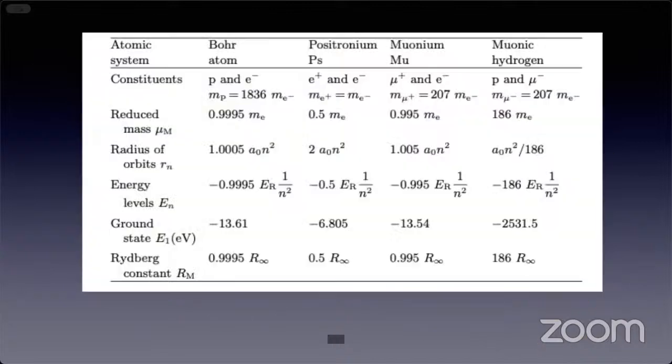Sure. I also have a question. I'm sorry. So are these different models to propose the atom, or do they apply to different elements?